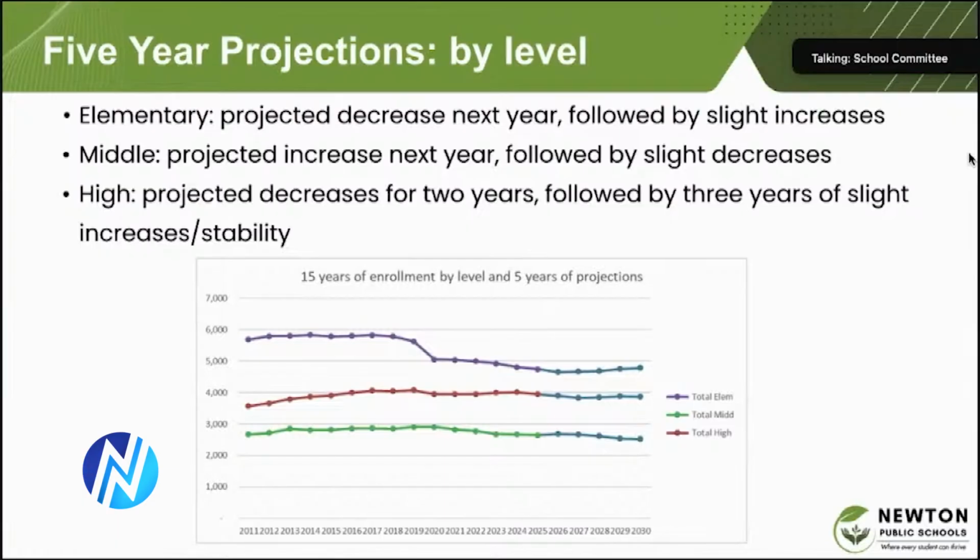At the high school level, I know I'm going out of order here, but I'm going in the order of the graph. At the high school level, we're projecting decreases for the next 2 years followed by 3 years of slight increases or stability. And then the bottom line in the graph is middle school, which is green and blue. And at the middle school level, we're projecting an increase next year, followed by slight decreases over the remaining 4 years.